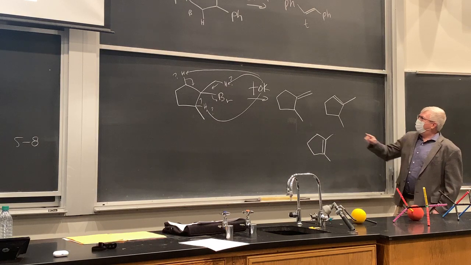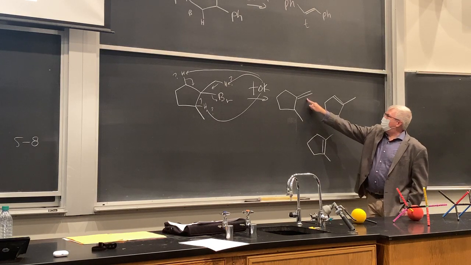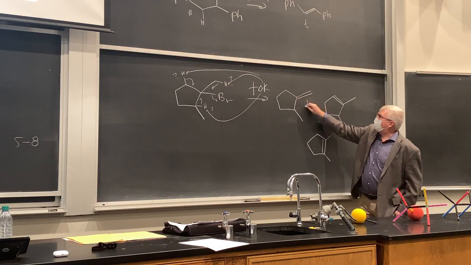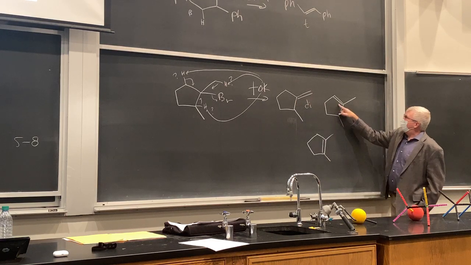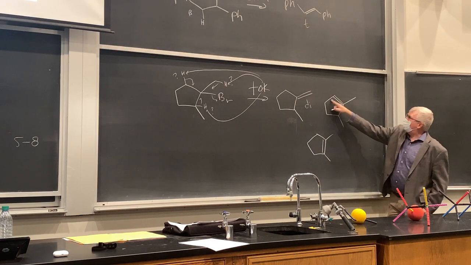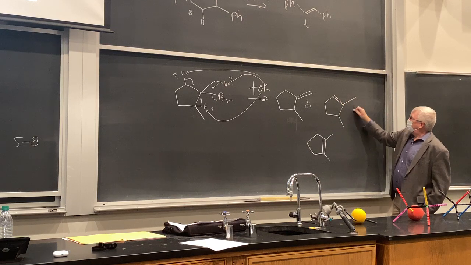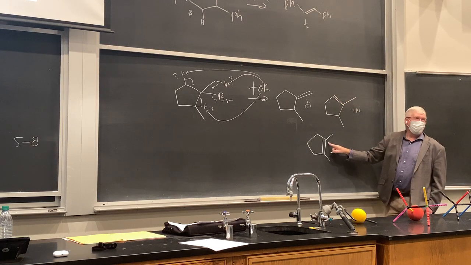So which one do you say? This alkene, how many carbons on this? 1, 2, so that's di-substituted. How many carbons on this alkene? 1, 2, 3, tri-substituted. Oh, and this one, right?